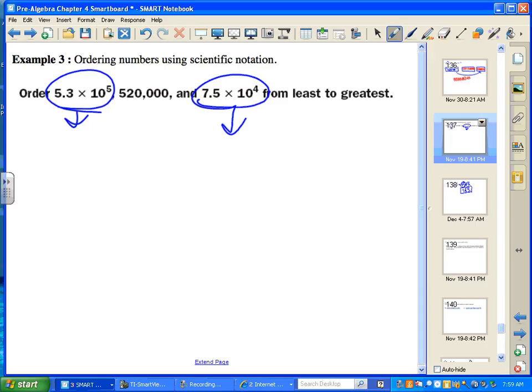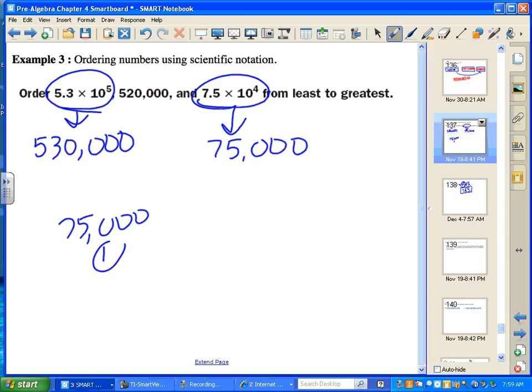Who can tell us what that is in standard form? Matt? Good job. Okay, let's change 7.5 times 10 to the 4th to standard form. Annalise, what'd you get? Good. So there we go. So now we need to put them in order from least to greatest. So what's the first number? Emma H? Good. So we have 75,000 as the first one. What's the second number? Adam? Good, 520,000. And then the third one is obviously 530,000.